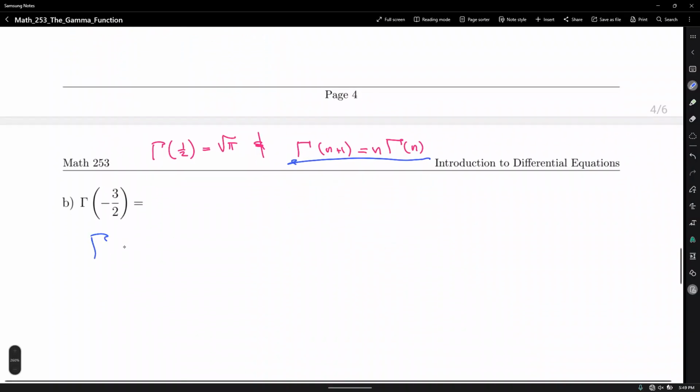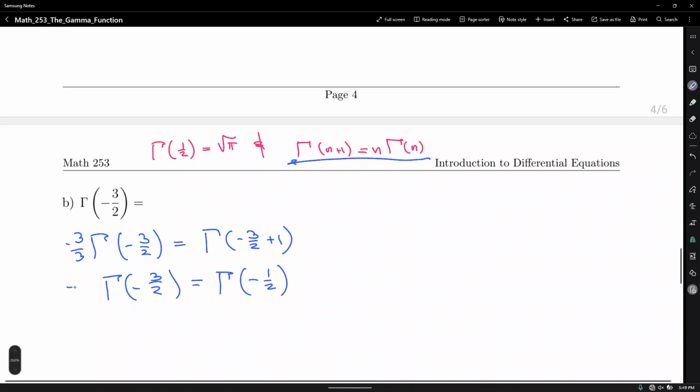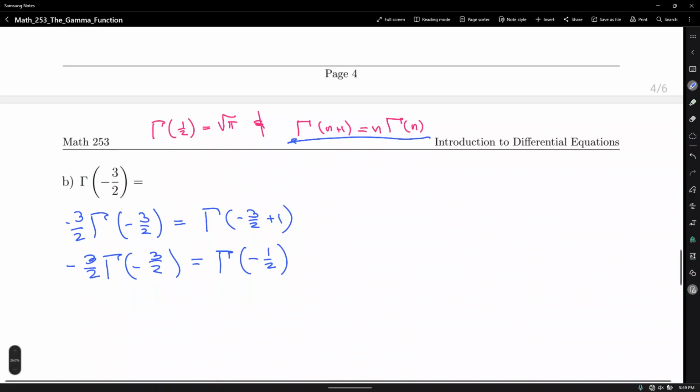So I'm going to write gamma of negative 3 halves, okay? And I'm going to multiply by negative 3 halves. That is by the same number in the argument of the function, right? What does that mean? This means from here, I will generate gamma of negative 3 halves plus 1, all right? And well, what is negative 3 halves plus 1? Isn't that negative 1 half? Gamma of negative 1 half times negative, oh, this is 3 halves. Okay? But what's gamma of negative 1 half?